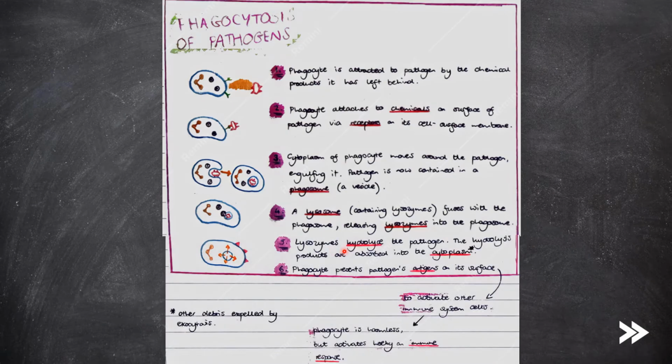These lysozymes then hydrolyze the pathogen. The hydrolysis products are then absorbed into the cytoplasm and other debris is expelled by exocytosis. Next, the phagocyte presents the pathogen's antigens on its cell surface membrane. Thereby it activates other immune system cells. The phagocyte in itself is harmless but thereby activates an immune response.